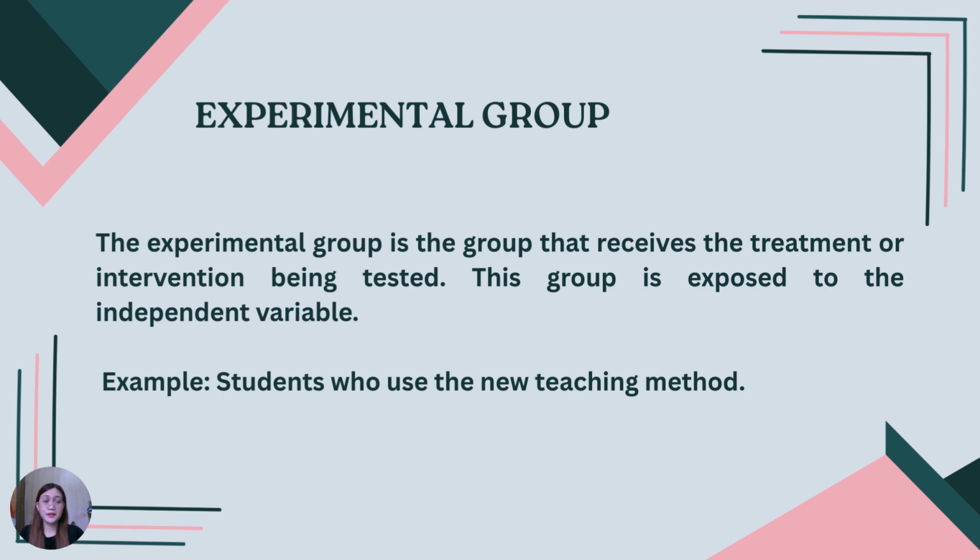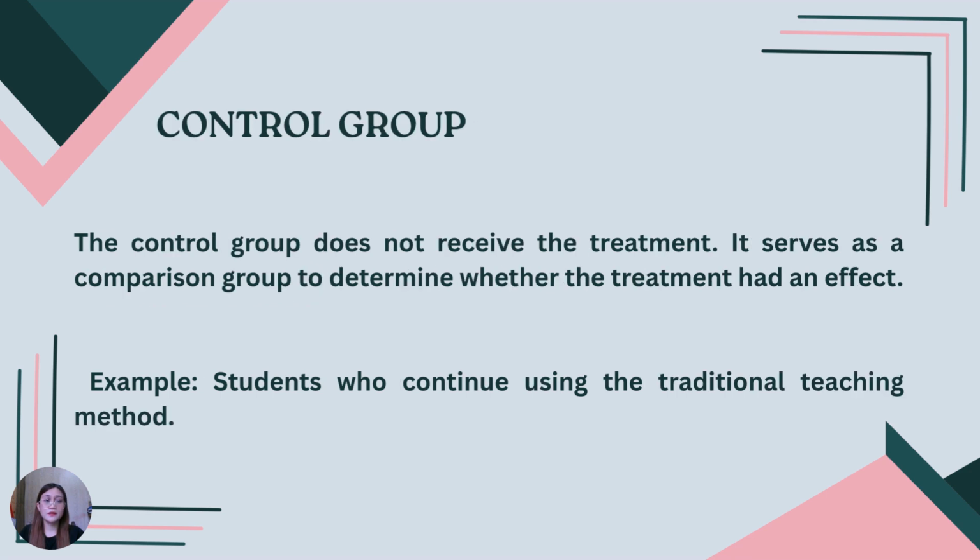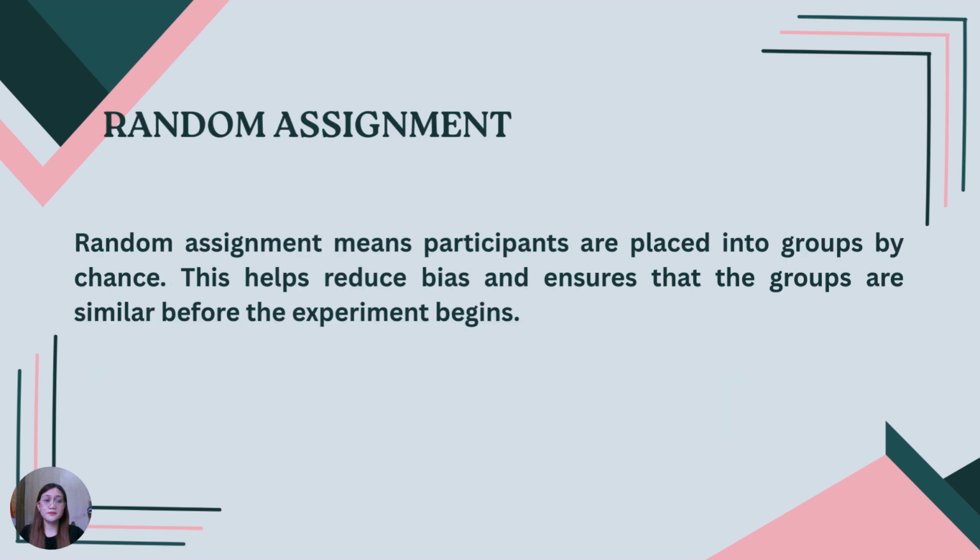Next, we have the experimental group. The experimental group is the group that receives the treatment or intervention being tested. This group is exposed to the independent variable. For example, students who use the new teaching method. Control group. The control group does not receive the treatment. It serves as a comparison group to determine whether the treatment had an effect. For example, students who continue using the traditional teaching method.